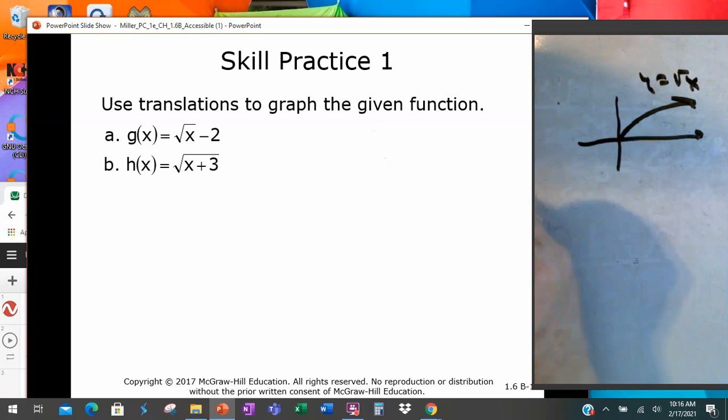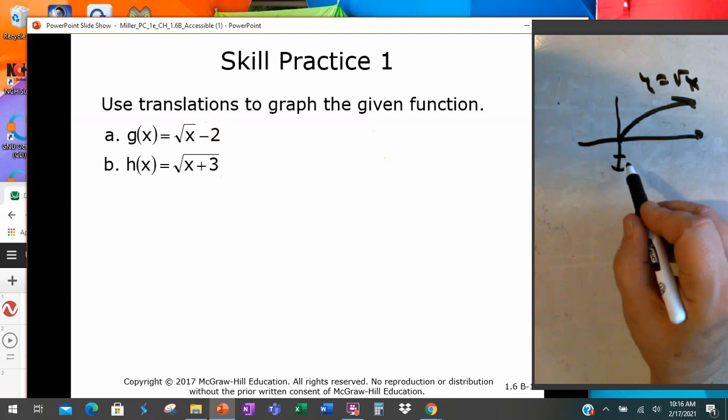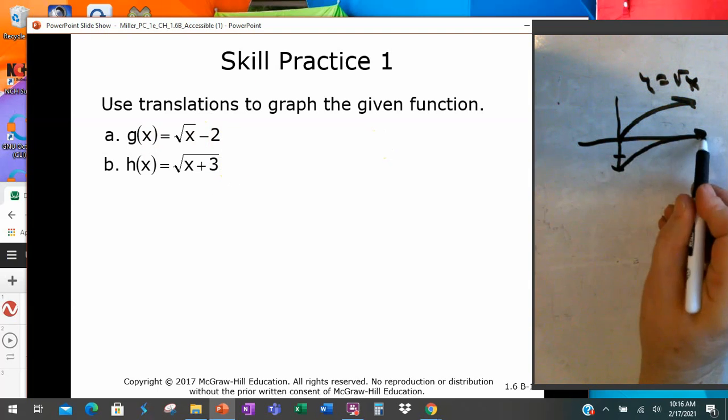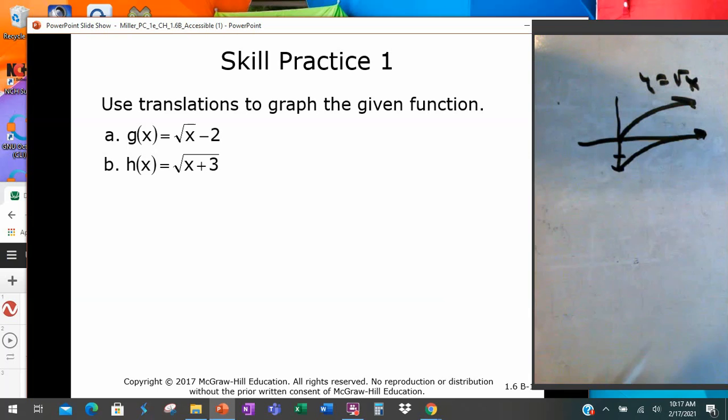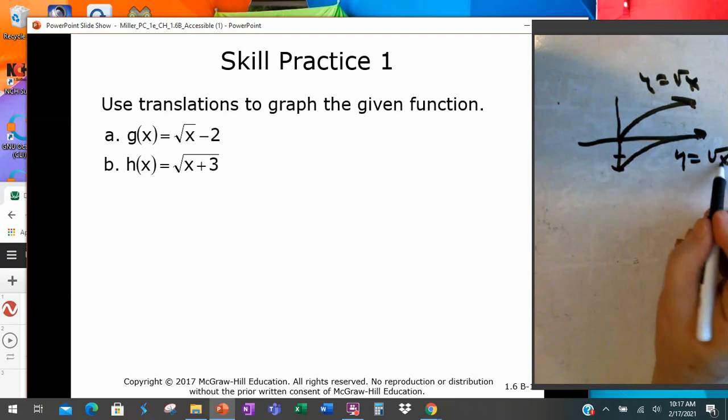And then I'm moving it down because this is outside of here. This is just moving it down. So if this was 1, 2, that's 0. Down here is where I would start. And it would be the very same shape, the same distance all the way through. And that would be y is equal to the square root of x minus 2.